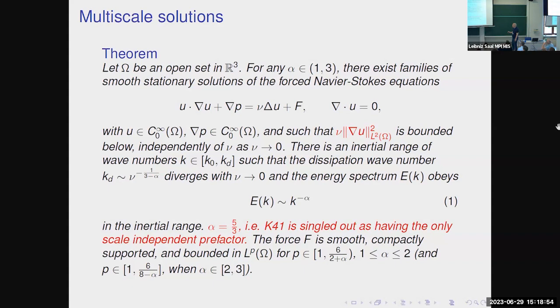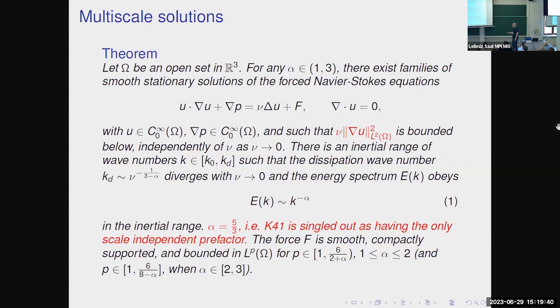And then you produce a solution of Navier-Stokes, which is smooth, C0 infinity with a gradient smooth C0 infinity, meaning in arbitrary domains, it's placed in there and doesn't touch the boundaries, such that the product between viscosity and gradient U square is bounded below independent. This is time independent. So it is bounded below, let's call it epsilon, as nu goes to zero. And moreover, there is an inertial scale between a dissipation scale and input scale, such that dissipation wave number is proportional to a power of this viscosity, and such that we have the Kolmogorov scale.